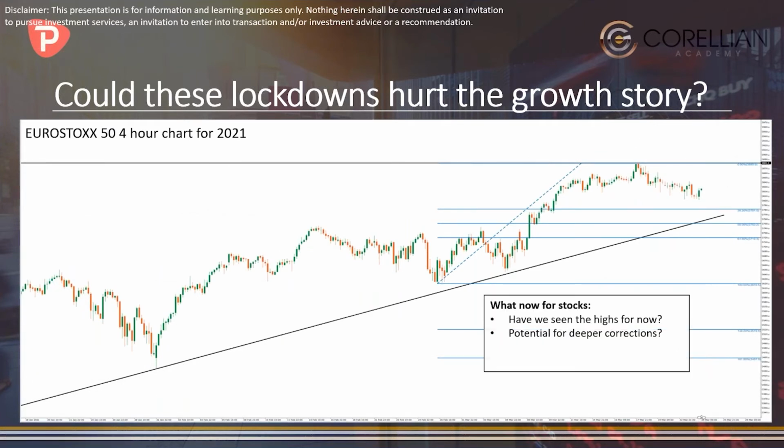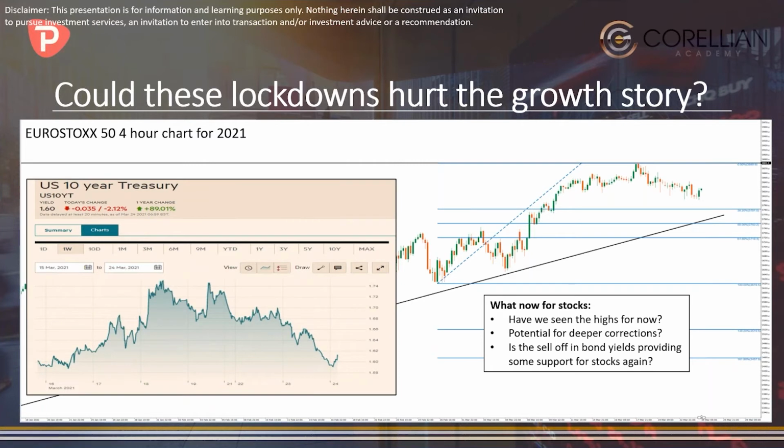So what now for stocks? Have we seen the highs for now? We've seen lower US yields, which should be prompting some support in these stock markets, and yet we're seeing these slightly deeper corrections creeping in. With the Treasury yield now looking a long way away from 1.75% on the 10-year, as you can see on the chart there, we should be seeing the NASDAQ rising. It's falling today. We should be seeing stocks underpinned. We should be seeing commodities higher. Commodities had a horrible day yesterday.